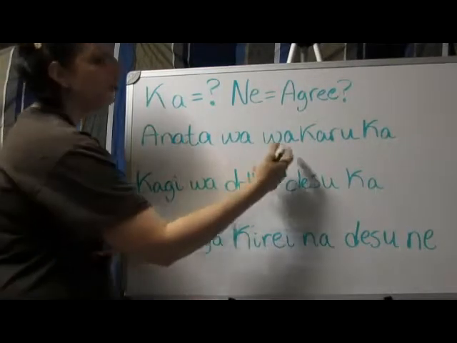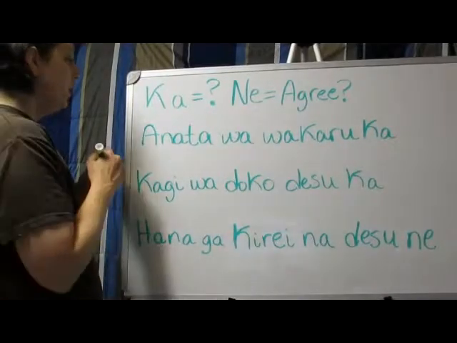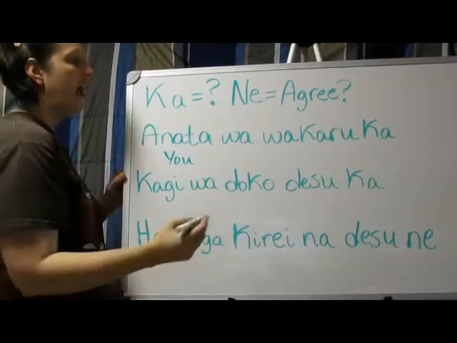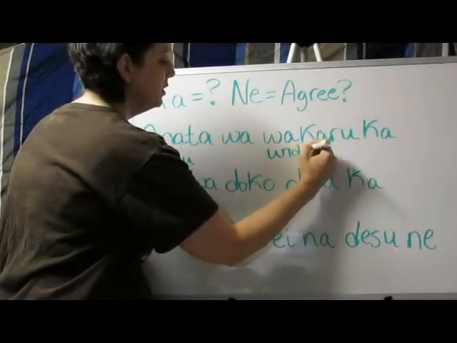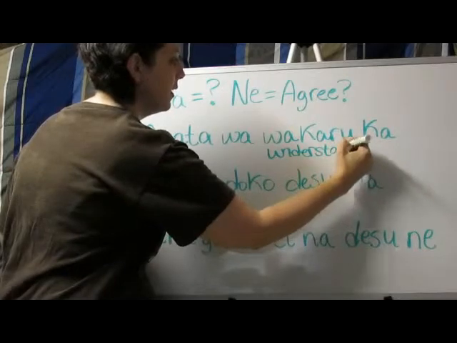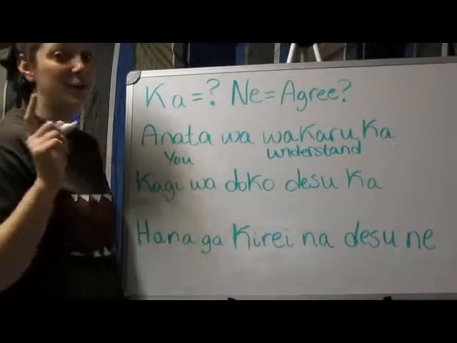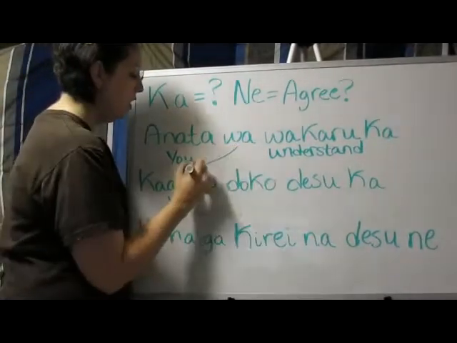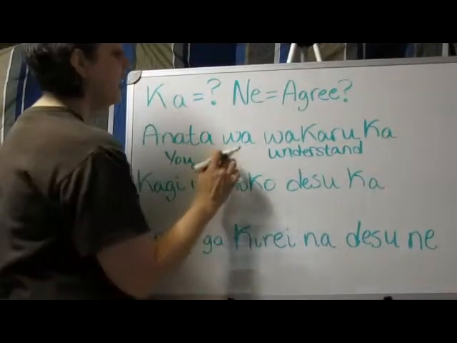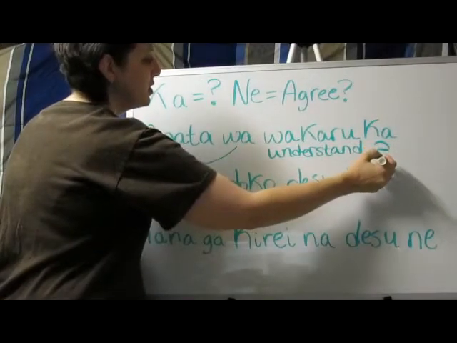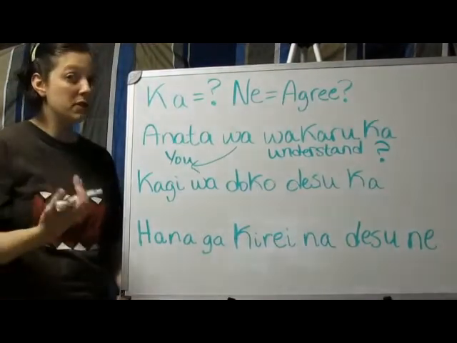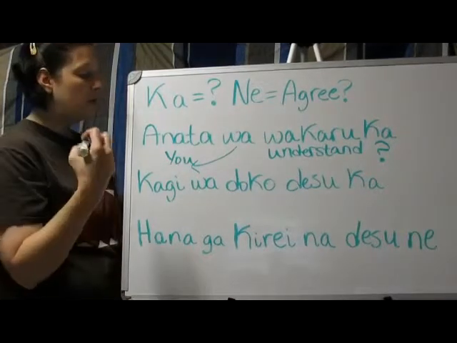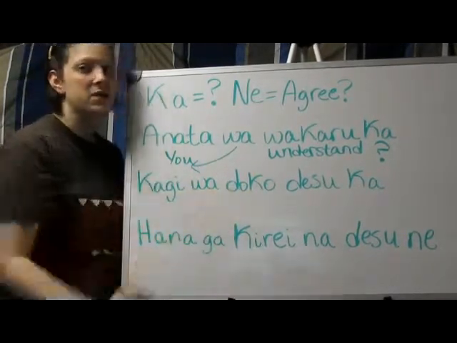This is anata wa wakaru ka. If you remember from your vocab, anata means you, and wakaru means understand. Now, wa, if you remember from the first particle video, is marking your topic. So you are the topic of this sentence, and the ka, as we just learned, is a verbal question mark. So this reads, about you, understand question mark. In English we would just say, do you understand?